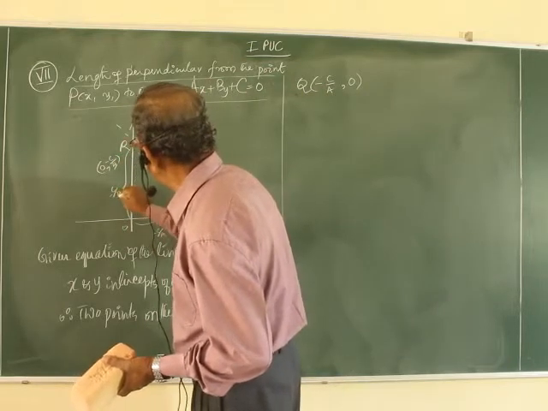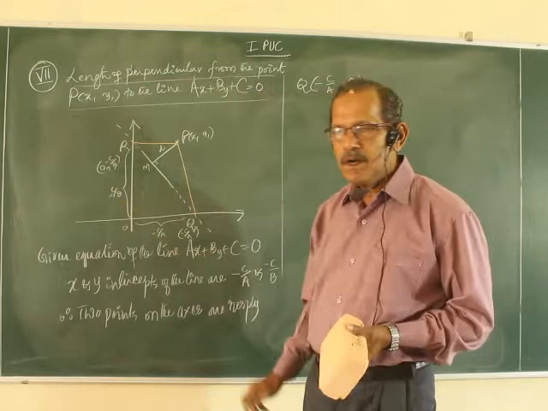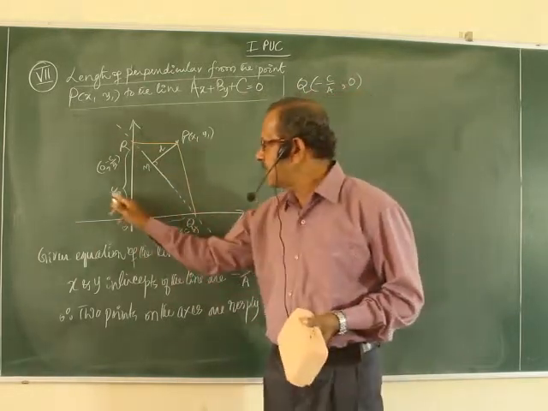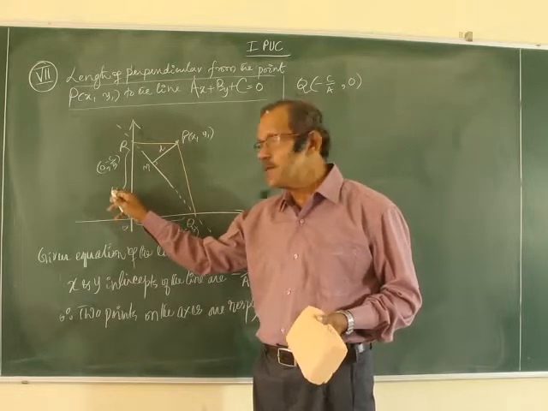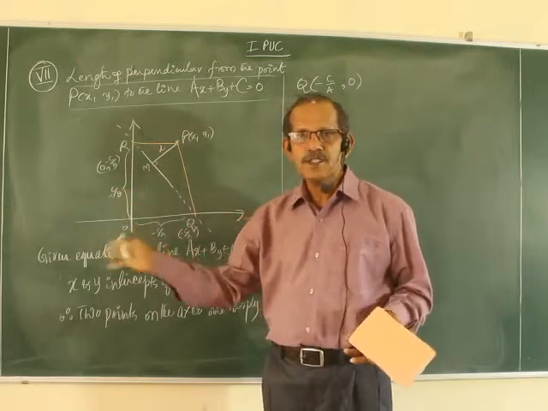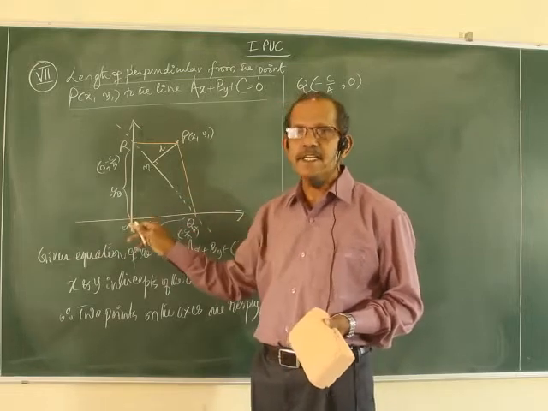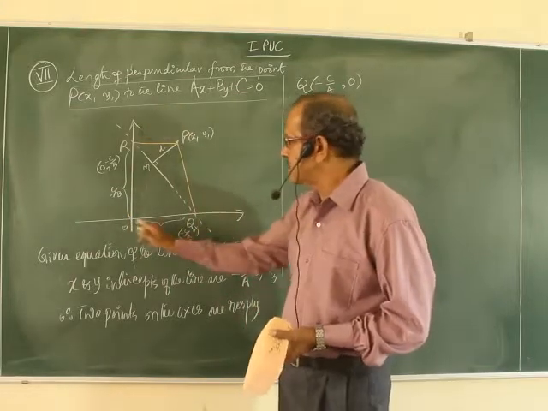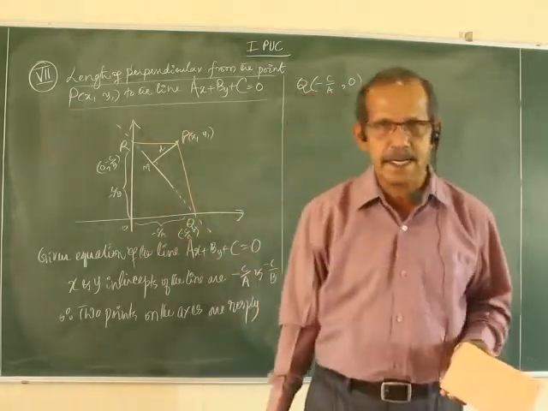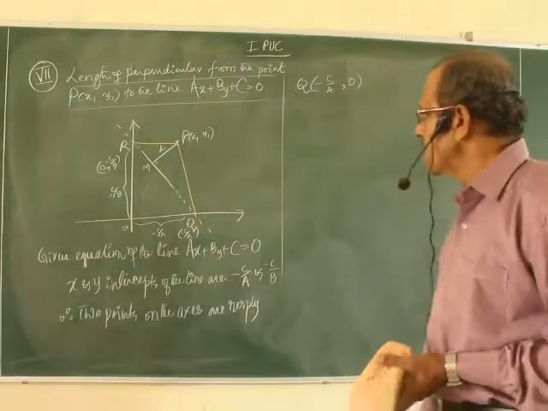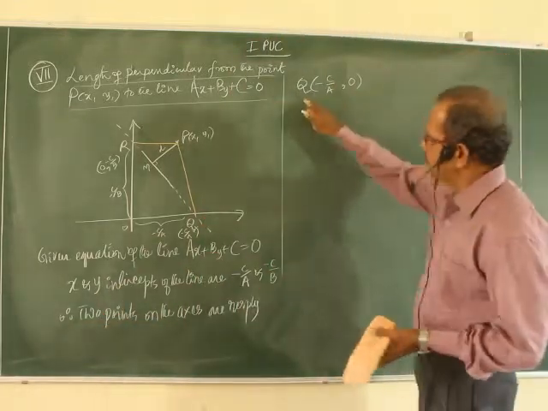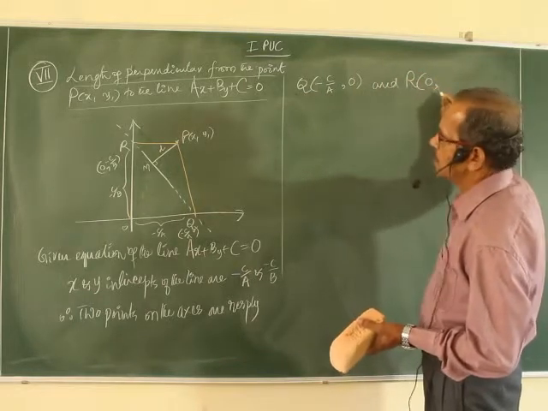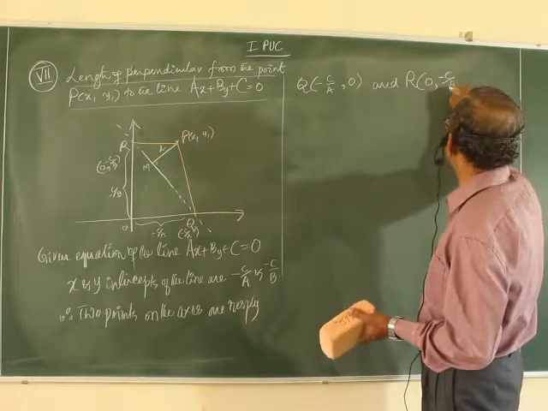Minus c by b. Don't ask why it is negative, because we have drawn the straight line here. It may be somewhere else, we don't know. Again, the value of this c is not known. If it is negative, minus of minus becomes plus. So don't think about this minus sign. It is minus, but you have written above. Don't think like that. We don't know a, b, c. Right. Now, Q and R, another point. Its x coordinate 0, y coordinate minus c by b.